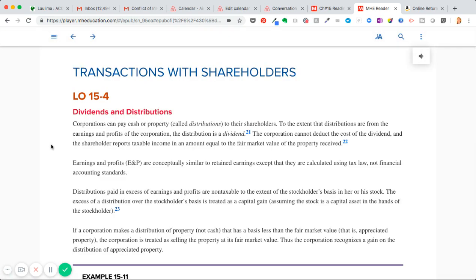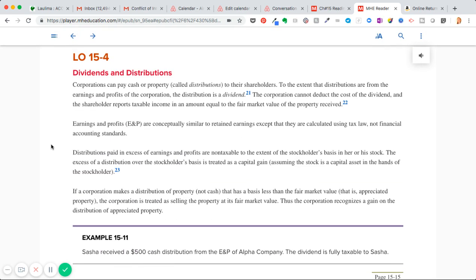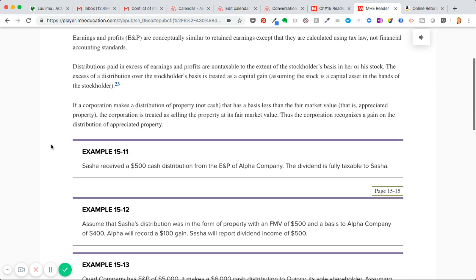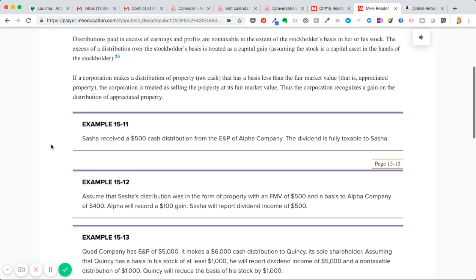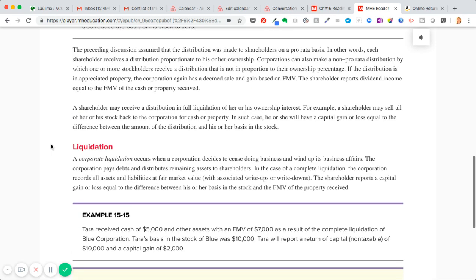Transactions with shareholders, so dividends and distributions. For a company to pay a shareholder dividends, they must have earnings and profits, which means they must have net income. And then those are called distributions, just like with our other types of businesses. It's fairly straightforward. These are some great examples.